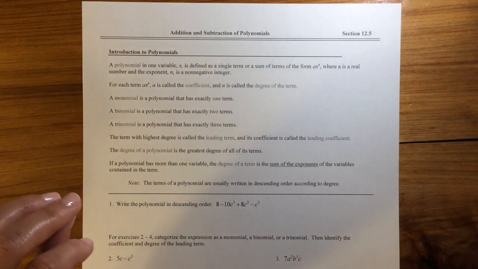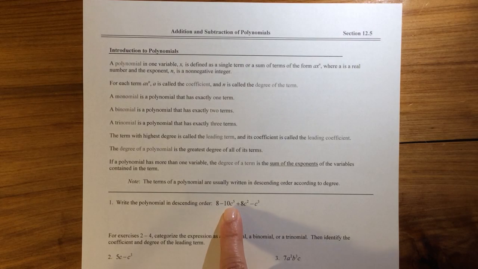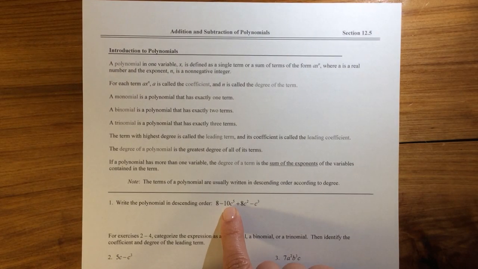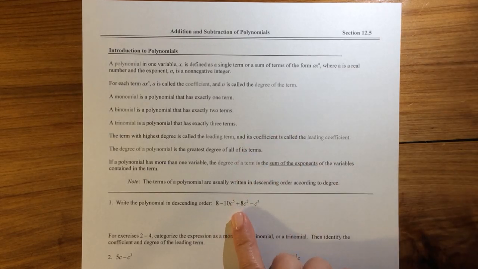3 terms. The term with the highest degree is called the leading term, and its coefficient is called the leading coefficient. So if we look down here at example 1, the leading term would be -10c to the 5th, because it has the highest exponent, and then you just look at the number that's attached to it. Bingo, bango, you're done. Again, the degree of the polynomial is the greatest degree of all of its terms, so you look basically for the largest exponent, you're done. So this is, again, a degree 5.